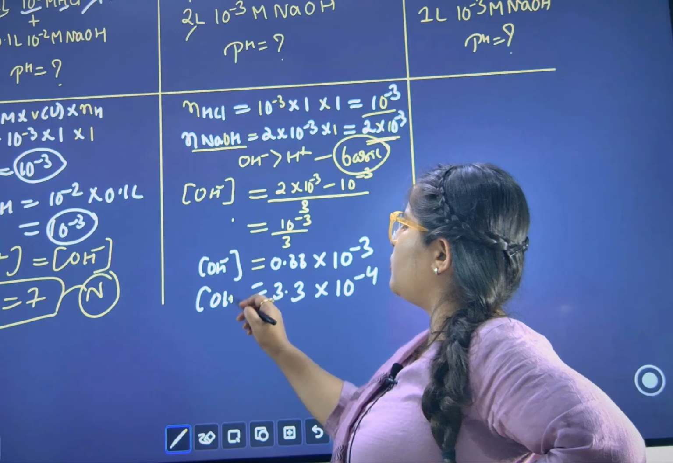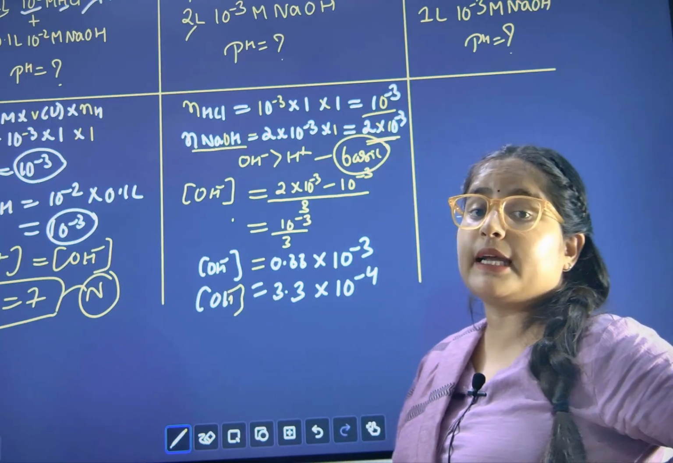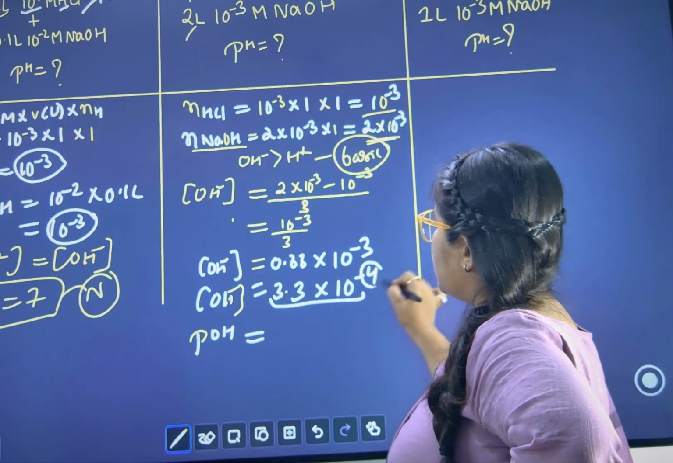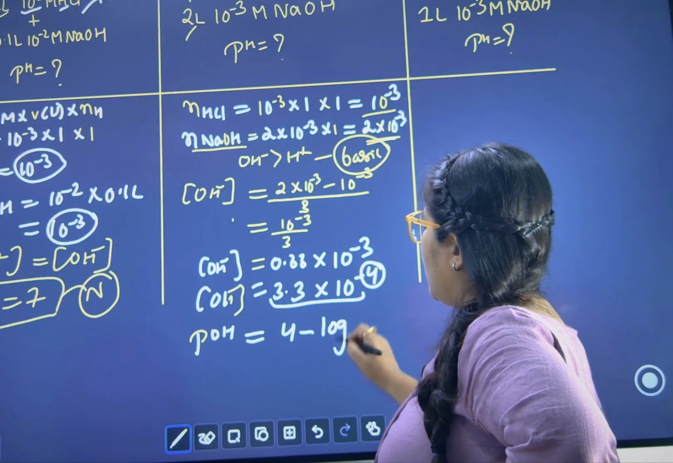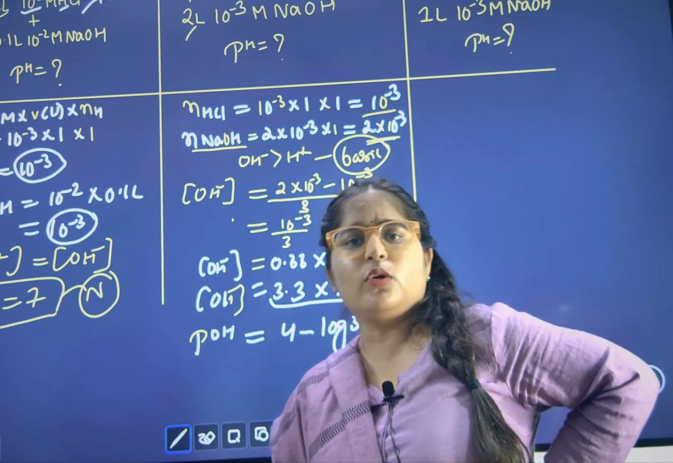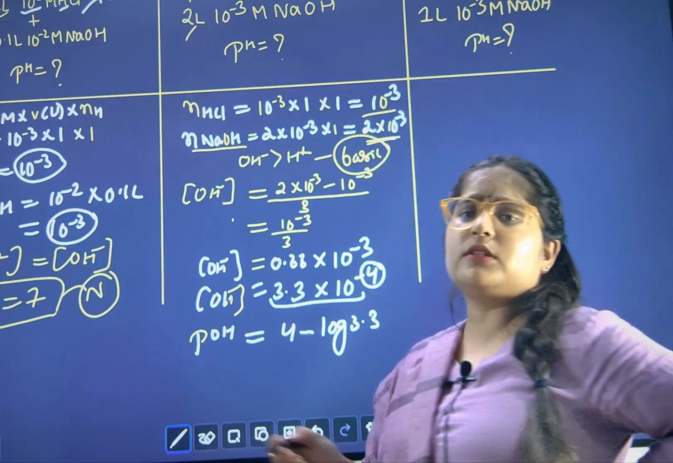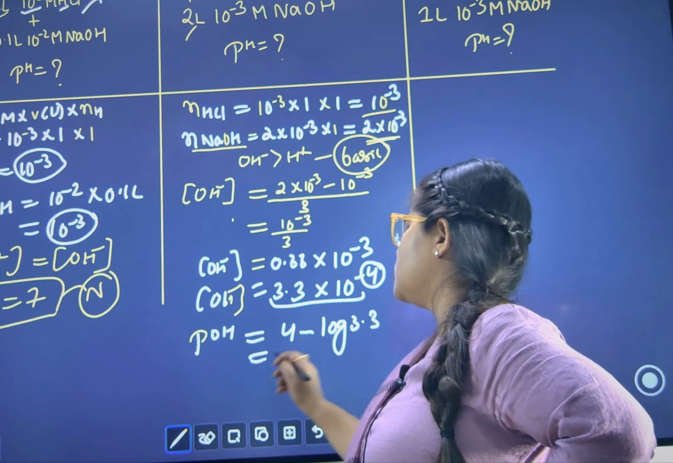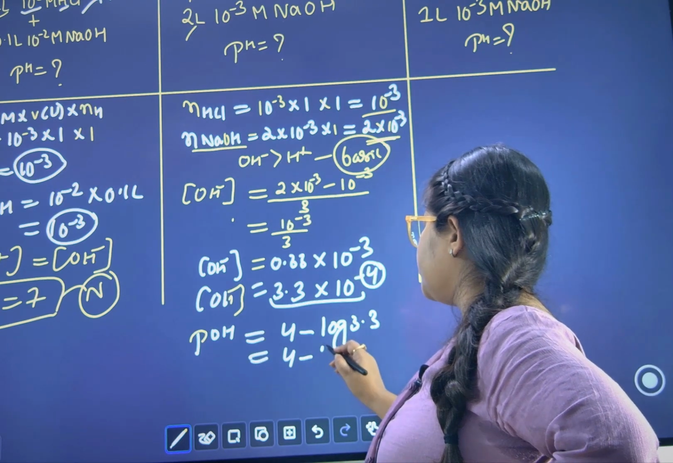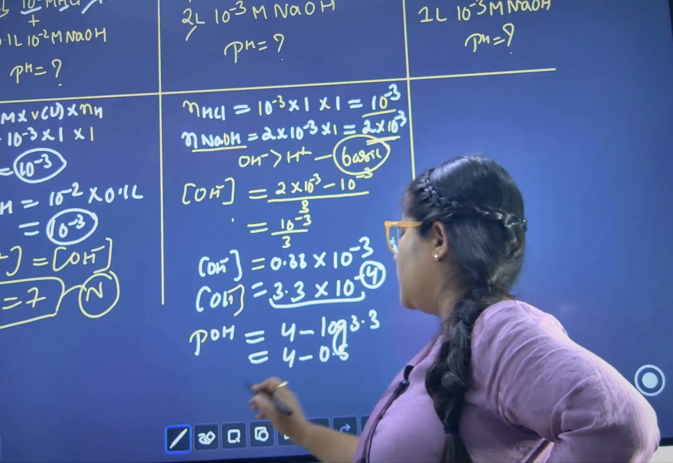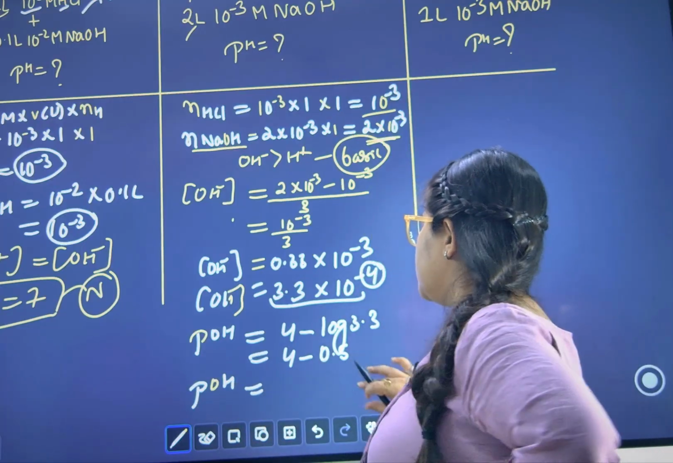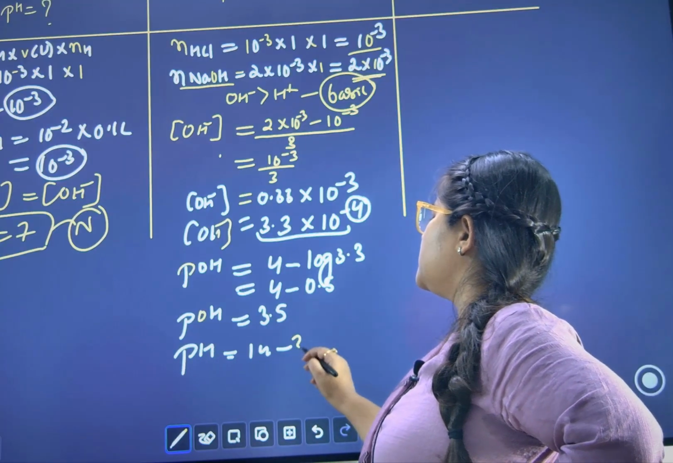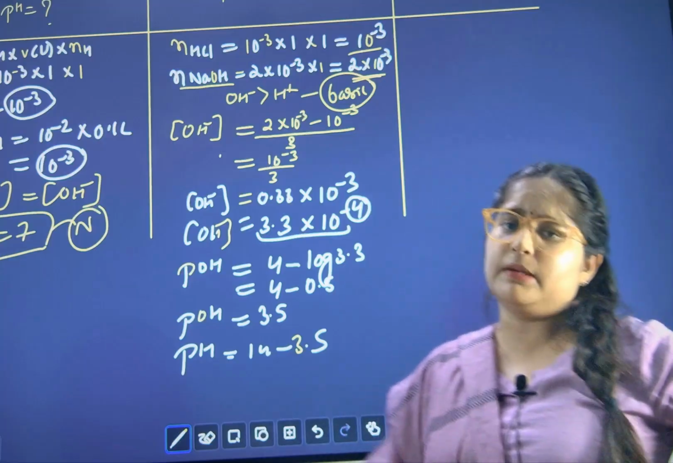I have got OH, but from OH I can't directly calculate the pH. What can I calculate from OH? pOH. So I will calculate pOH here. As I have told you, whenever a multiplication power comes, pOH will be 4 minus log 3.3. I know that log 3 is around 0.5, so it will be a little bit greater than 0.5. Let's say 4 minus 0.5. So pOH will be 3.5. So pH will be 14 minus 3.5. It will come more than 7, a basic solution, right?